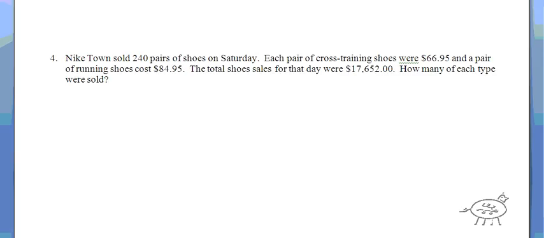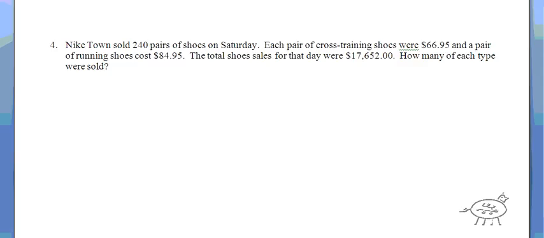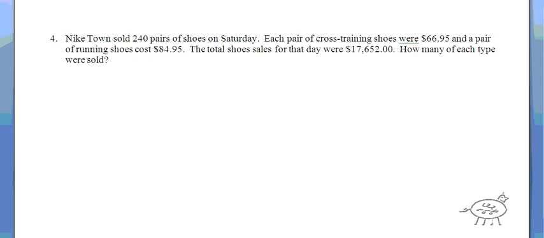Okay, Nike Town sold 240 pairs of shoes on Saturday. Each pair of cross-training shoes was $66.95, and a pair of running shoes cost $84.95. The total shoe sales for that day were $17,652. How many of each type were sold? So again, you have to look at this, and right away you should see this 240 here. They sold 240 pairs of shoes. That's a quantity. So if that's a quantity and you see other amounts there, this is definitely going to be a cost quantity problem.